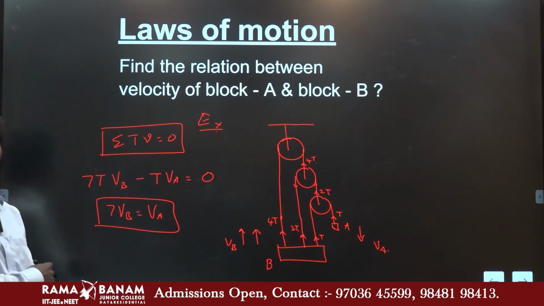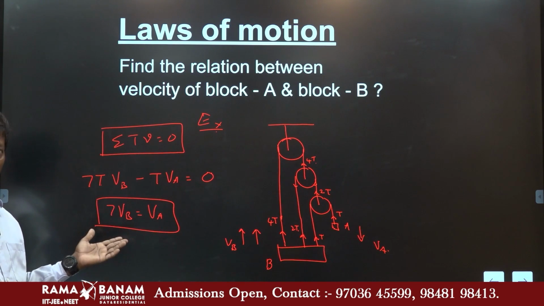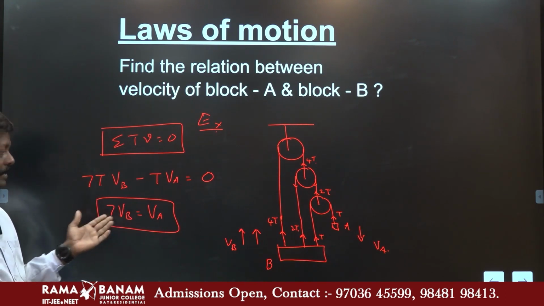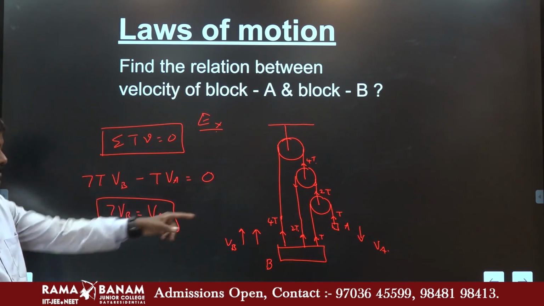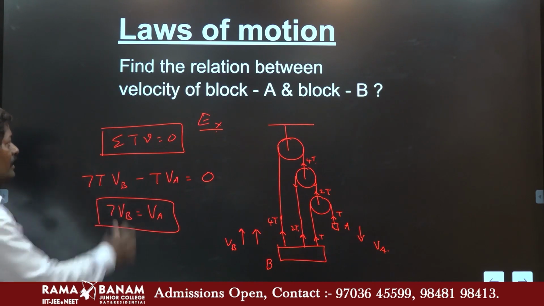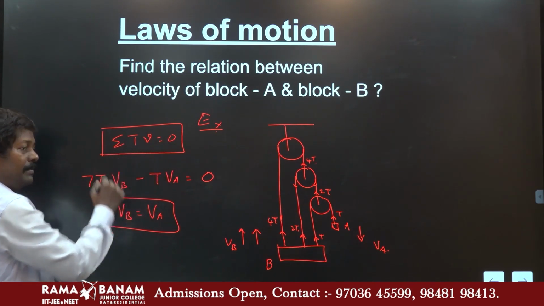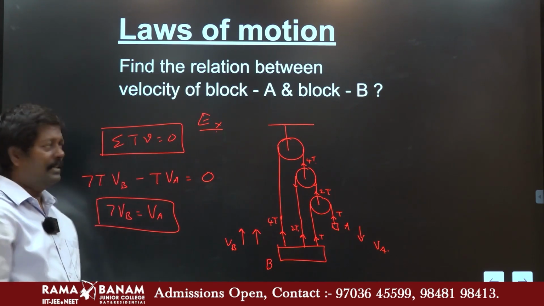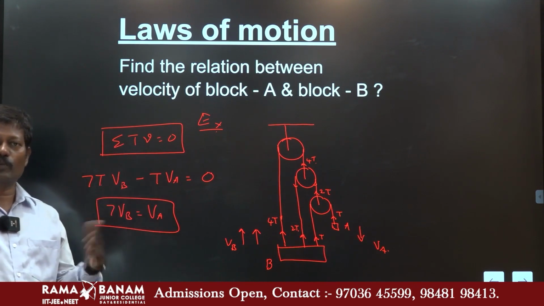If you want, the displacements also will be in the same relation. Acceleration also will be in the same relation. If you want the acceleration relation, AA will be equal to 7AB. That means the velocity of A is 7 times the velocity of B. So in other words, we can write sigma TV equal to 0. Of course, it is sigma TV cos theta. I am not writing cos theta here. Theta will be either 0 or 180 degrees.